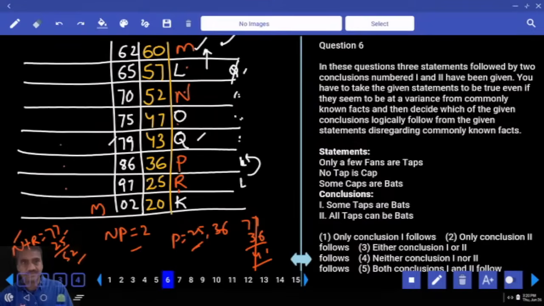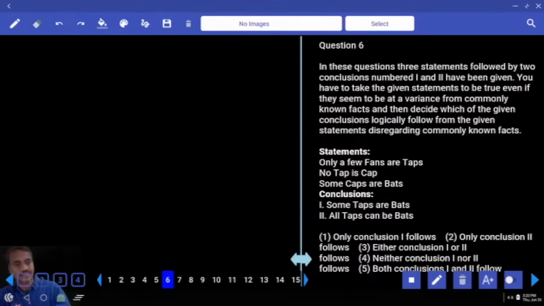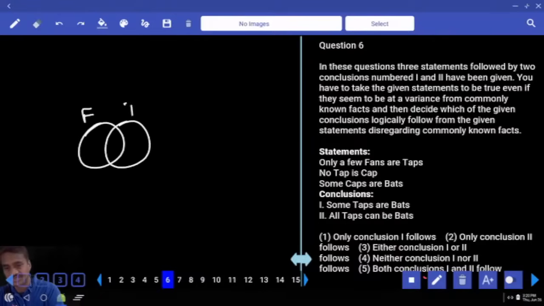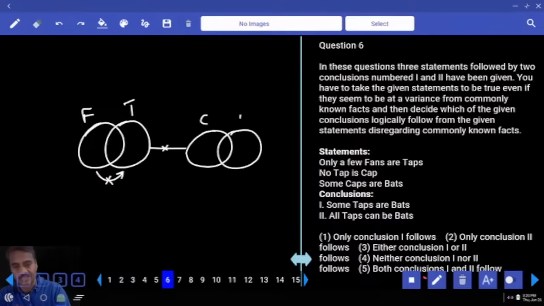Then 6 to 8. Definitely first priority is syllogisms. Only a few fans are tabs. Now some of the fans are tabs but not all. This entire fan cannot be part of tab. And no tab is a cap. No intersection between tab and cap. And next one, some caps are bent, cap and bent.